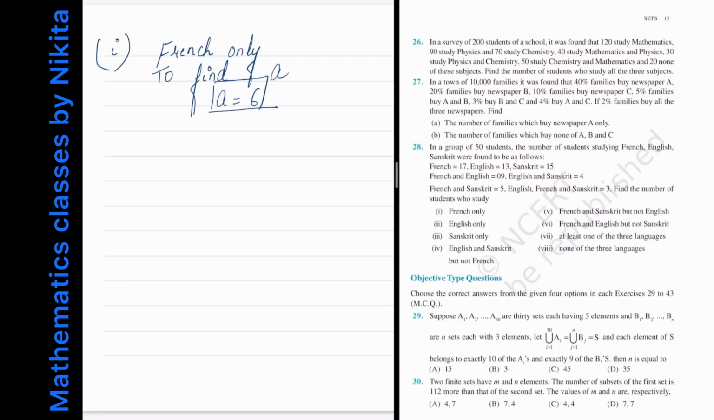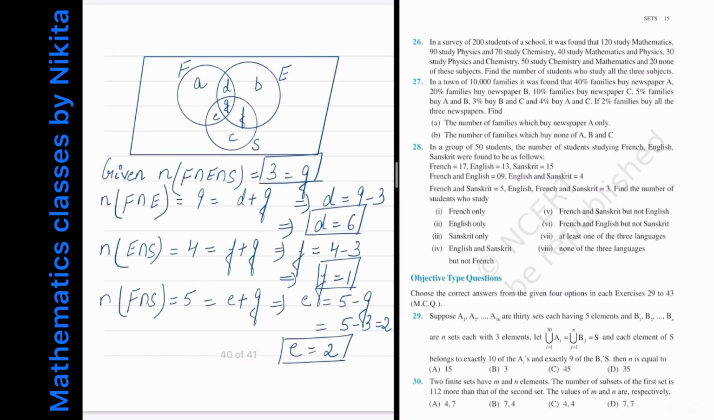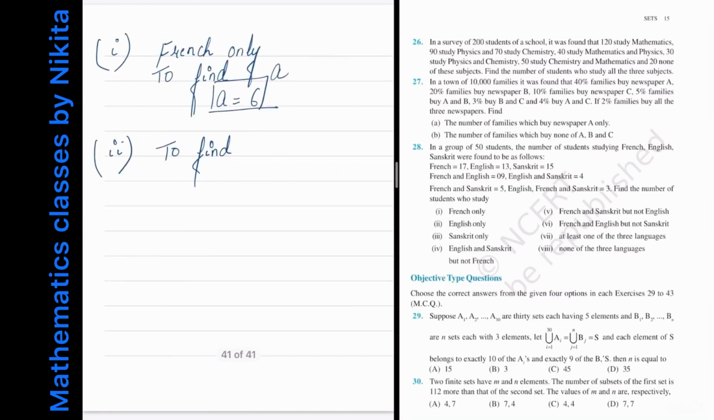Okay, now in the second part, what you have to find in terms of A, B, C, D, E, F, G. English only means you have to find B. You can see from the Venn diagram, English only. So this is B only, and the value of B is 3. We have to find B, and B is equal to 3.